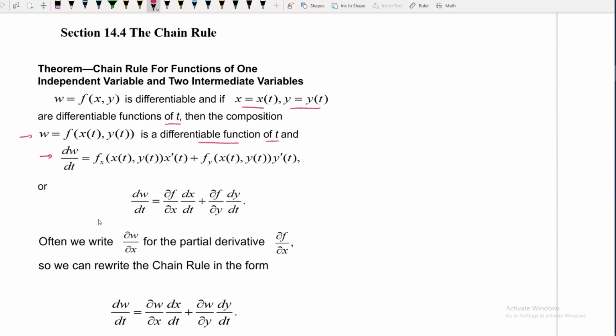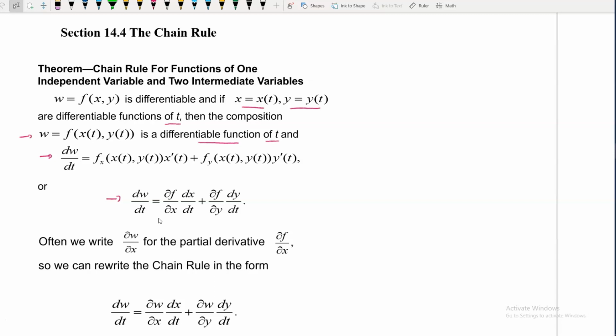the first derivative of w with respect to t is equal to f_x of x(t), y(t) times x prime of t plus f_y of x(t), y(t) times y prime of t, or the first derivative of w with respect to t is equal to the partial derivative of f with respect to x times the derivative of x with respect to t plus the partial derivative of f with respect to y times the derivative of y with respect to t. We write the partial derivative of w with respect to x for the partial derivative of f with respect to x.